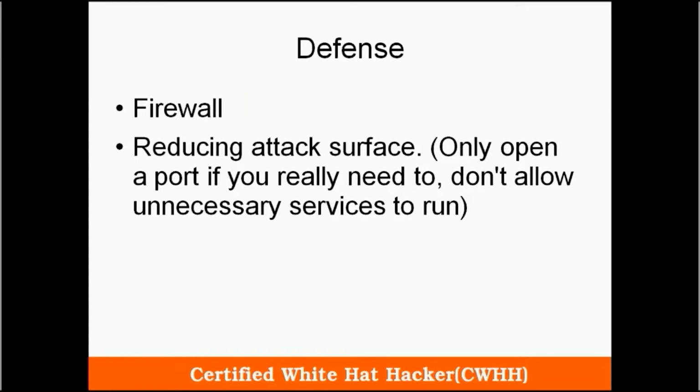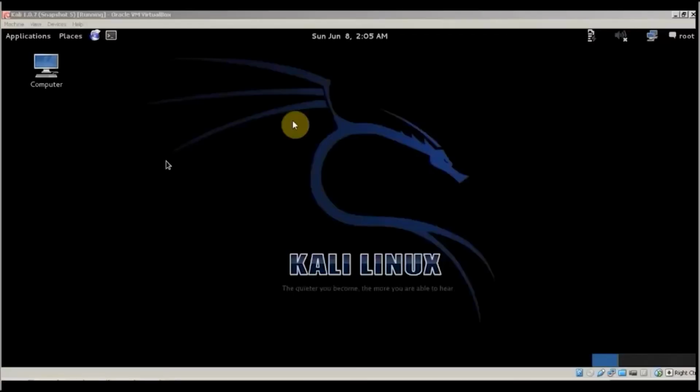So let's look at some defense for Nessus scans. So most important of all, a good firewall will detect that the Nessus is doing a scan and block that attacker from scanning it, and also you should reduce your attack surface on the server. So you should only open a port if it is really needed, and do not allow unnecessary services to run.